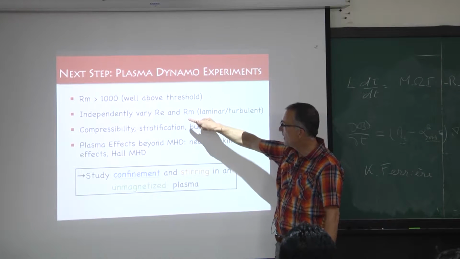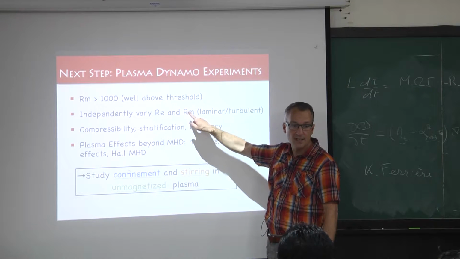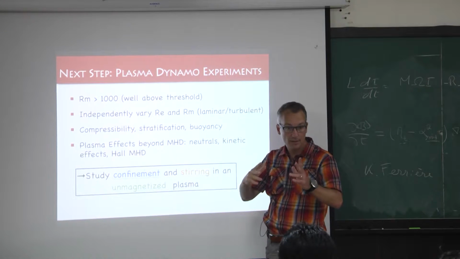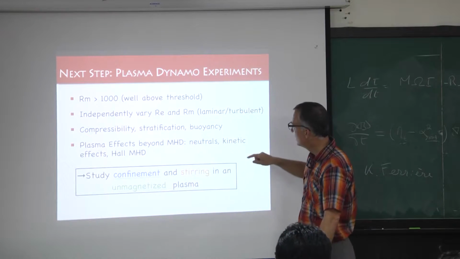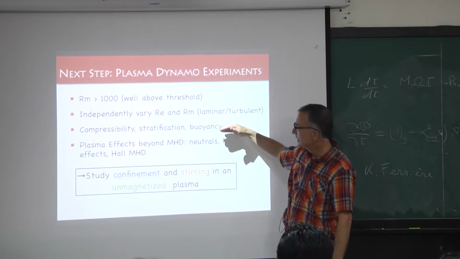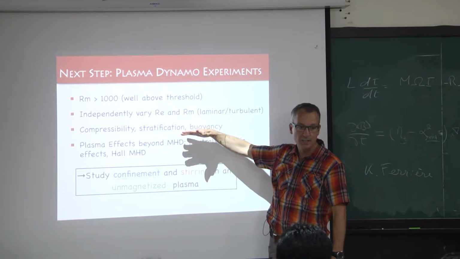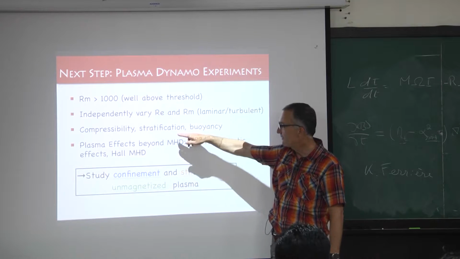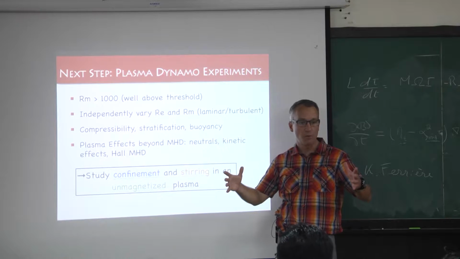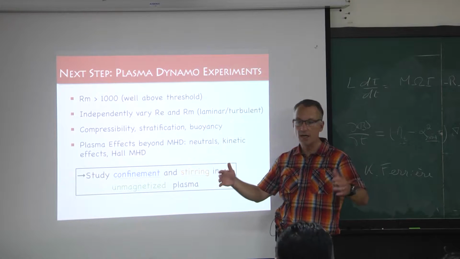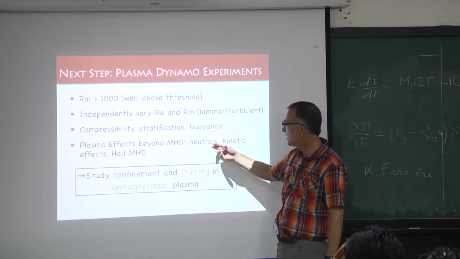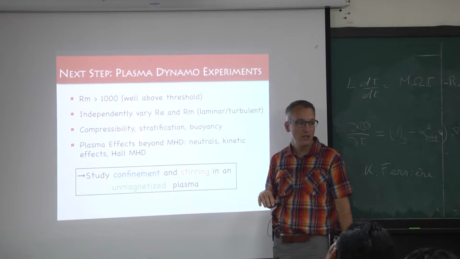So we can go well above the threshold for these dynamos to turn on. We can independently vary the viscosity and the conductivity, which means we can change RE and RM by adjusting the plasma parameters. In principle, this means we can go from laminar to turbulent flows. Plasmas have some compressibility effects. If we can optimize them, it might mean that we could do things like have stratification, which is important in some stellar models, for example. Buoyancy could be important.